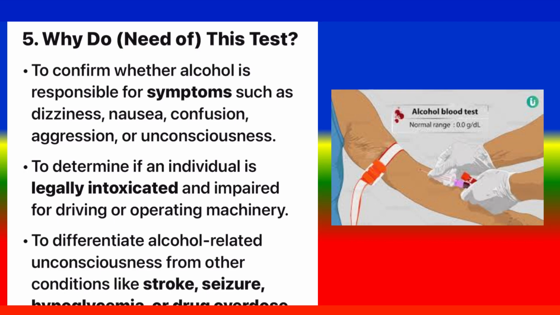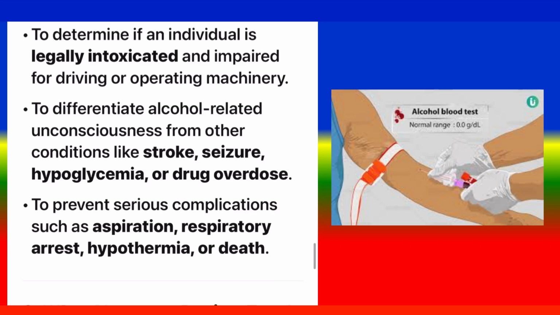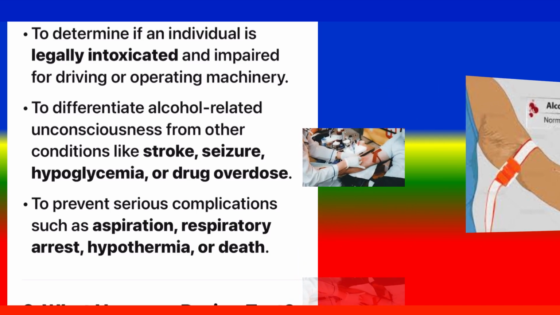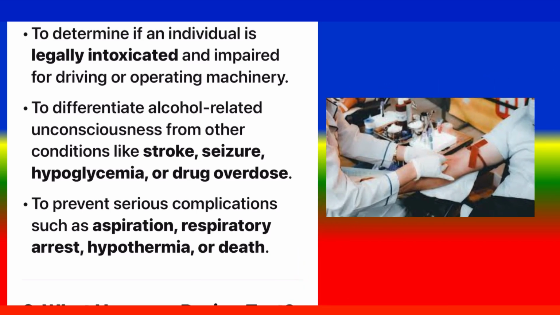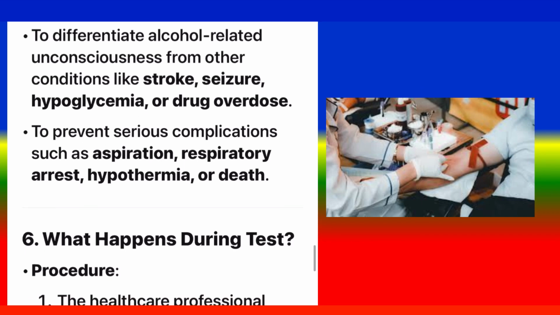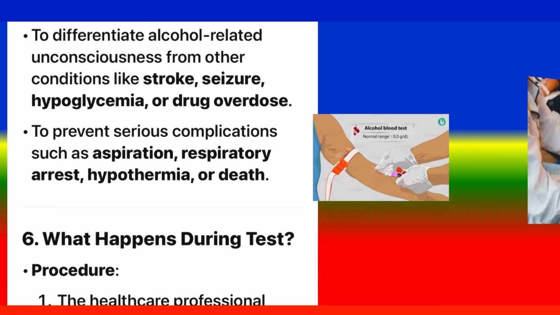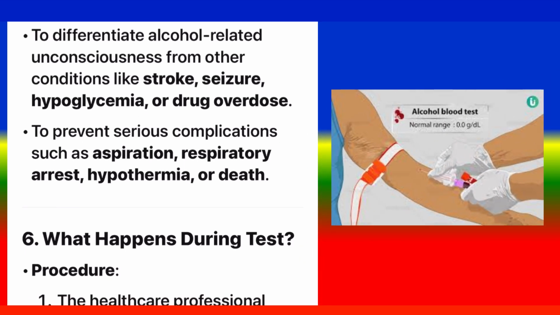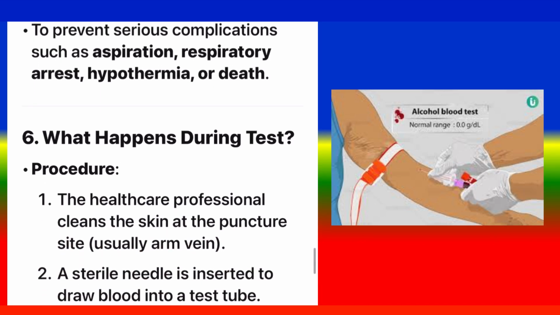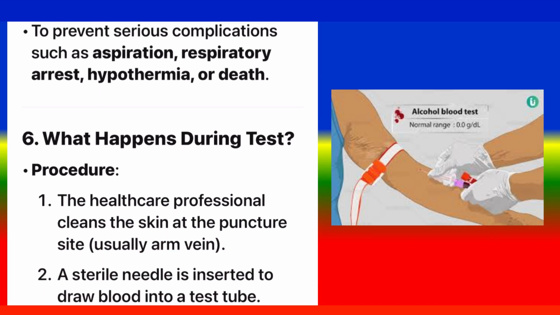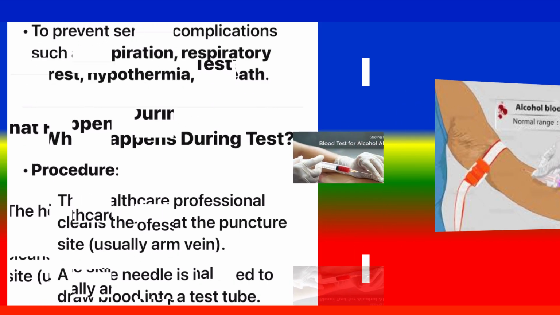5. Why do I need this test? To confirm whether alcohol is responsible for symptoms such as dizziness, nausea, confusion, aggression, or unconsciousness. To determine if an individual is legally intoxicated and impaired for driving or operating machinery. To differentiate alcohol-related unconsciousness from other conditions like stroke, seizure, hypoglycemia, or drug overdose. To prevent serious complications such as aspiration, respiratory arrest, hypothermia, or death.